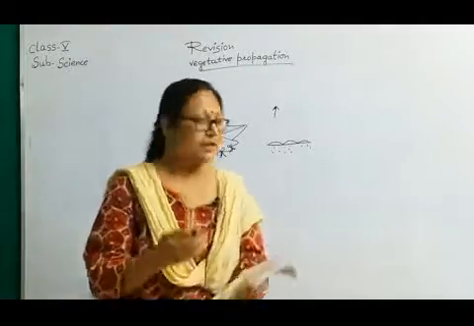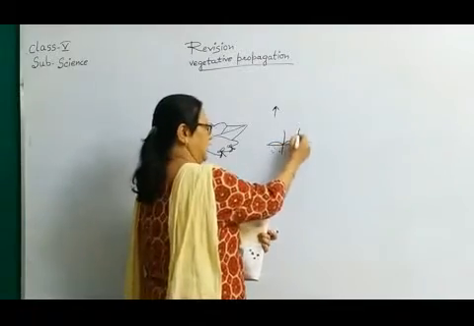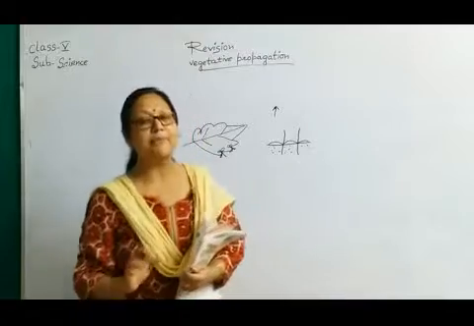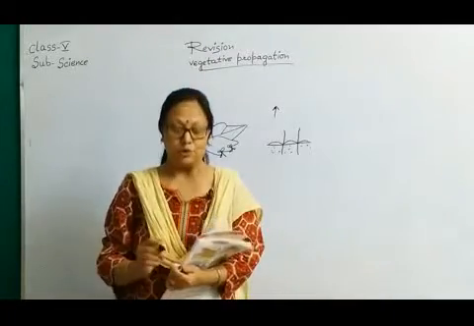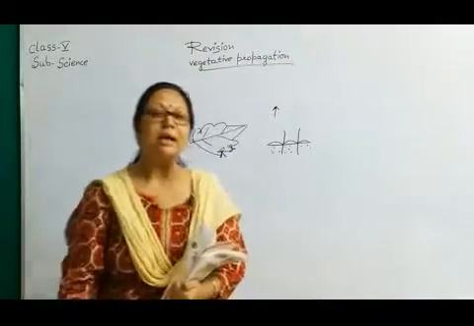Whenever we cut a part of the stem from this whole stem, all these parts of the stem are capable of growing a new plant. So this is an example we can take. Strawberry is also a runner.